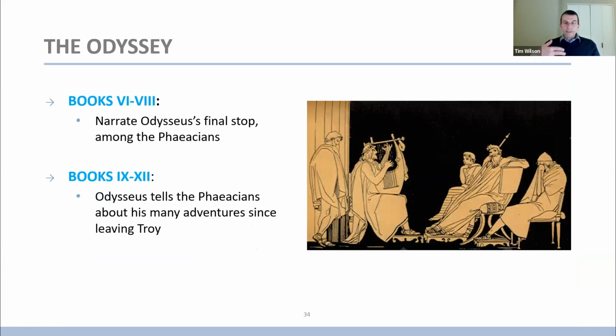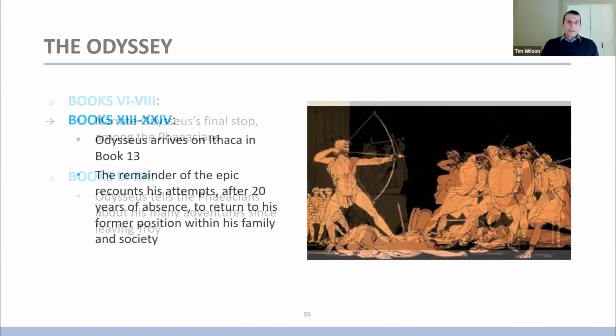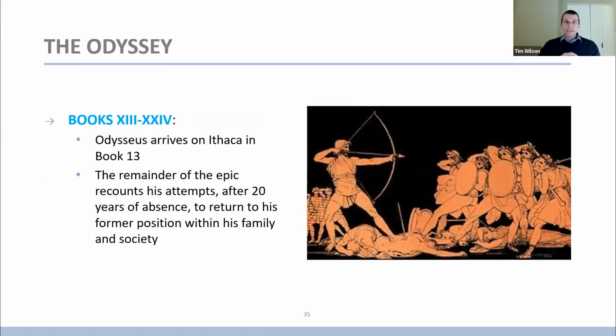And then after he's freed from the Isle of Calypso, he makes his way to the Isle of the Phaeacians. He narrates from books 9 to 12 the adventures that had led him there. The first half of the Odyssey is heroic tales of fighting the Cyclops and other encounters with gods and monsters. The last half is very domestic, about dealing with human troubles, political troubles, getting his family back together. It's really this return home after 20 years of absence.